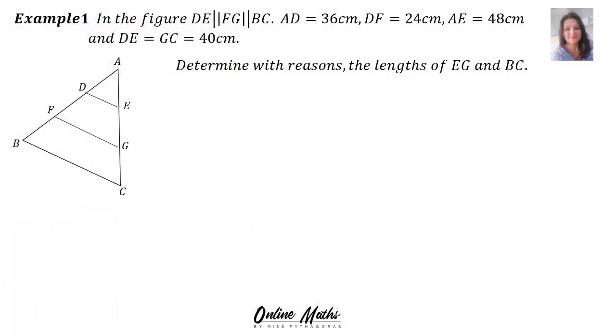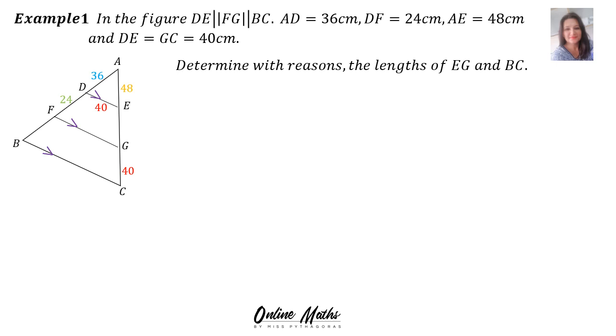Example 1. In the figure, DE is parallel to FG is parallel to BC. AD is 36 centimeters, DF is 24, AE is 48, and DE is equal to GC is equal to 40. Determine with reasons the lengths of EG and BC.